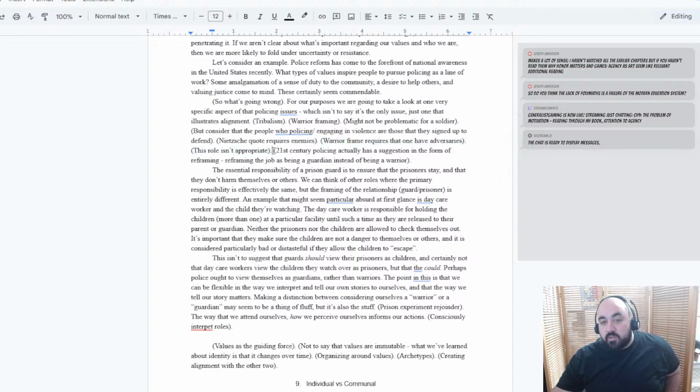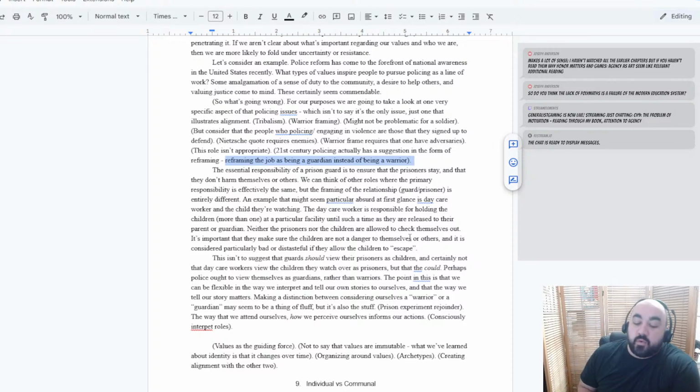The President's Report on 21st Century Policing, which I would recommend if people kind of care about the issue, it's like 80 pages long, it's not too bad, has a suggestion in the form of reframing. Reframing the job as being a guardian instead of being a warrior. And if that is the identity you view yourself as, this is going to make it so that different types of cognitive distortions are going to happen, different types of cognitive dissonance is going to happen, and it's going to move you in a direction of behavior that is going to be less oriented towards viewing the people who you are aiming to police, avoid viewing them as the enemy, because they're not.